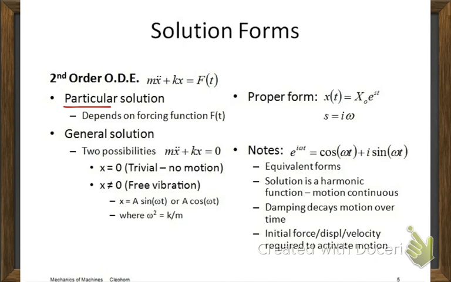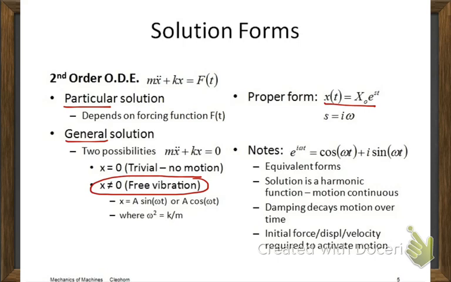Another form is the general solution, which there are two possibilities. One where there is no motion at all, which is the trivial motion where x is equal to 0. That's not the one we're looking for. We're looking for the one with free vibration where x is not equal to 0. And it's typically some type of sine or cosine combination of terms where the natural frequency is found from the square root of k over m. The form that we could also write it in looks like this, where it's some magnitude times e to the st power, and s could be some imaginary number times omega.